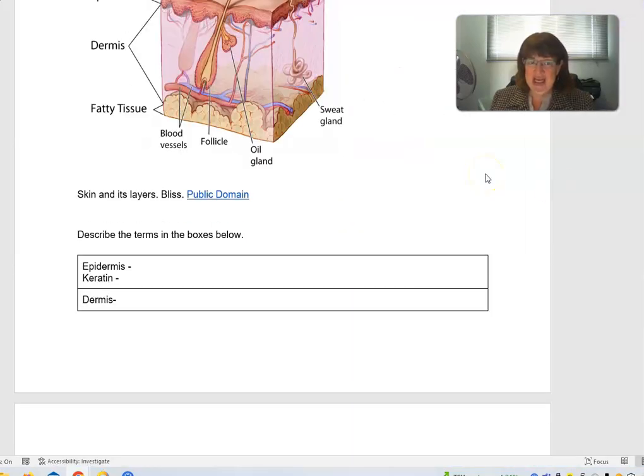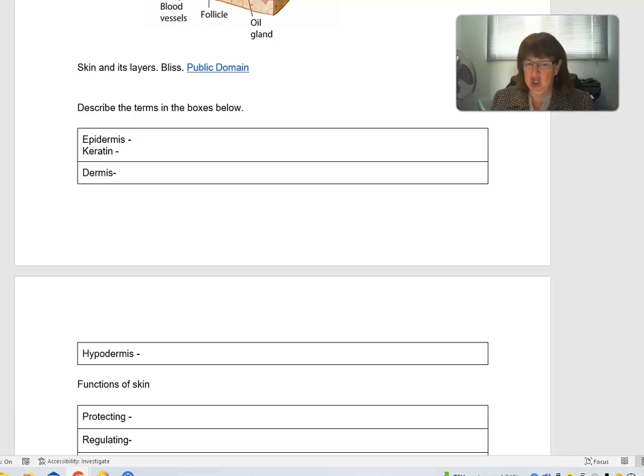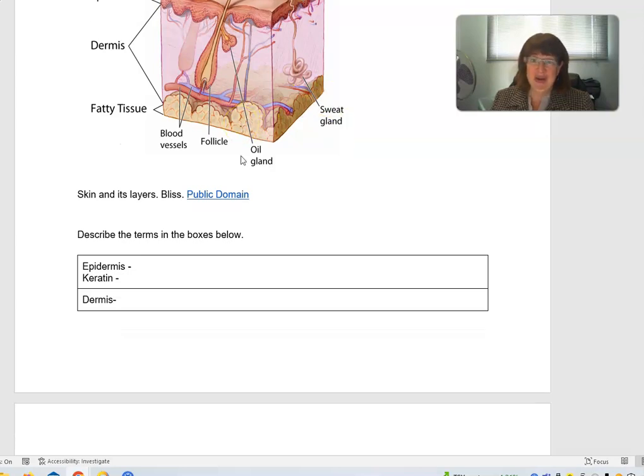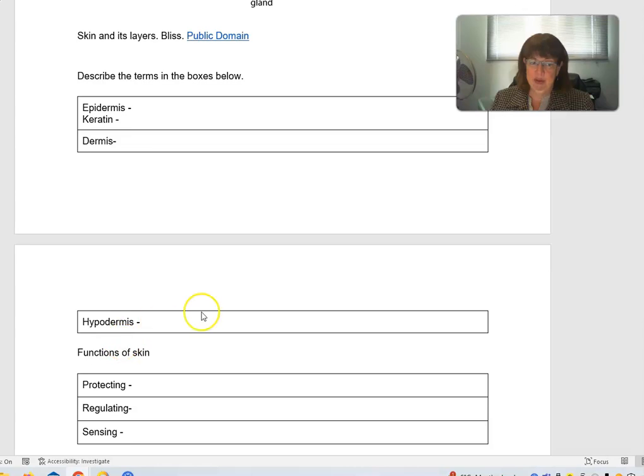Good. Then the bottom layer is called the hypodermis. Hypo means below. So the hypodermis, also called the subcutaneous layer, is the layer below, and this is where you find a little fatty tissue for insulation and protection, and then your muscles are in the hypodermis.